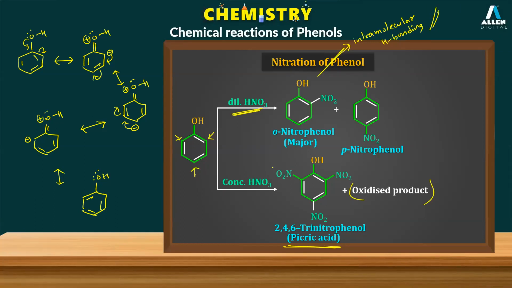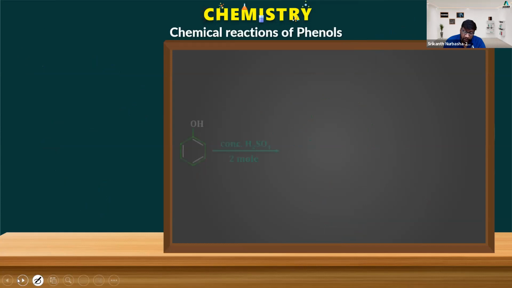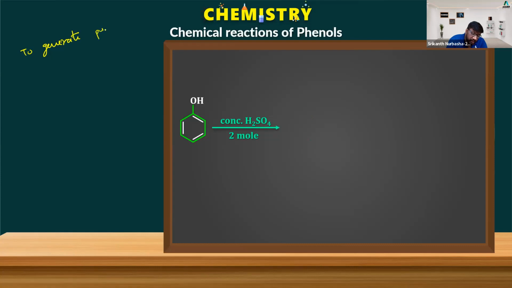Yes, right. Now if I want to prepare picric acid without any oxidized product, what you can do is the sulfonation with 2 moles of H2S2O7 or 2 moles of H2SO4. You will be generating SO3H at the ortho and para positions. That means after sulfonation, if you do the nitration, then these oxidized products will not be obtained. That's the technique, to generate pure picric acid without any oxidized products.